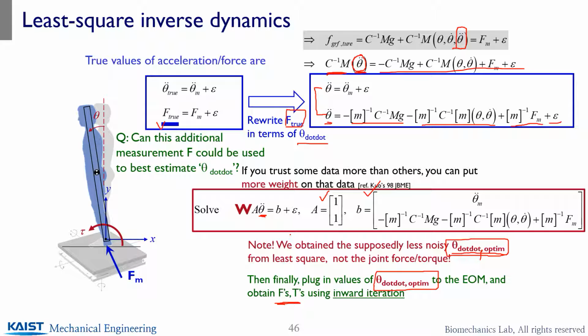And sometimes you may trust some measurement values more than others. So instead of having just one identity matrix here, maybe you can put a weight function in front of them. Depending on your measurement conditions, you can tune your relative weight between those measurements. The key concept here is you can utilize all those measurement values to figure out what the optimal theta value is going to be.